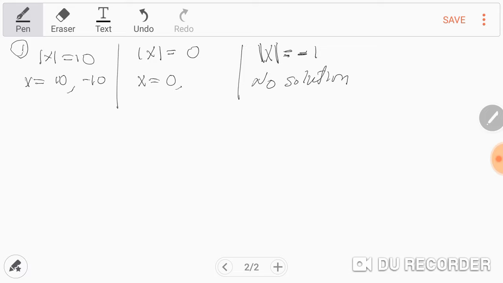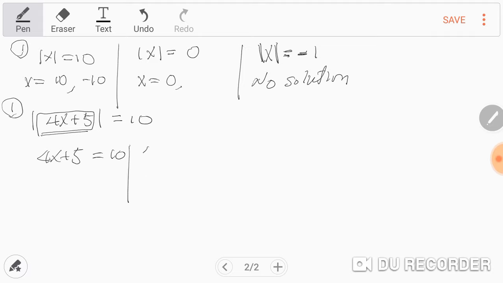Okay, let's try this one. Absolute value of 4x plus 5 is equal to 10. This is example number 1 in page 86. The expression inside the absolute value symbol is 4x plus 5. So 4x plus 5 is equal to positive 10 or negative 10. So we have two equations.